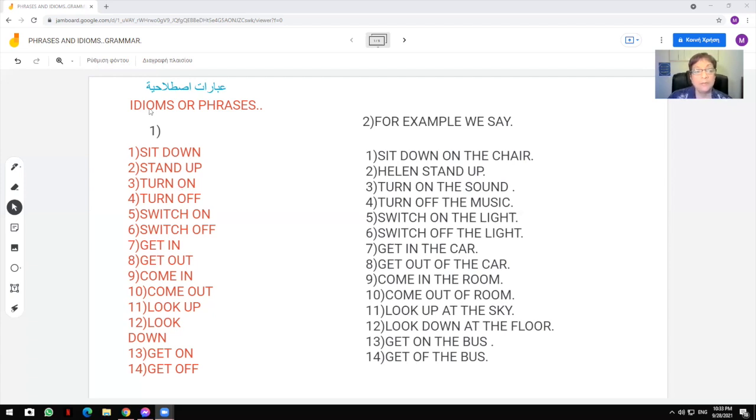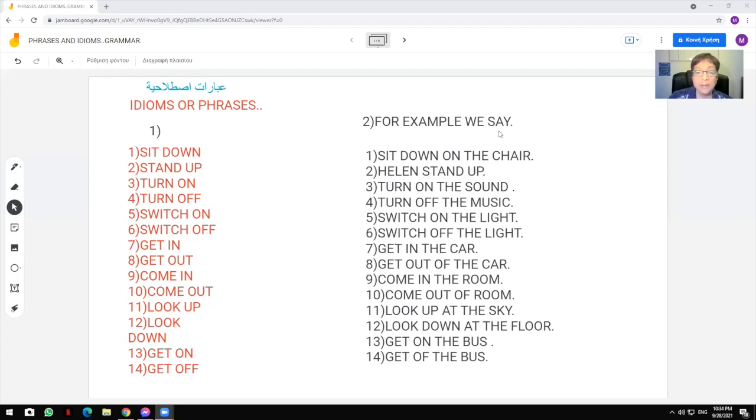Okay. So these are the idioms or phrases. We say sit down, stand up, turn on, turn off, switch on, switch off, get in, get out, come in, come out, look up, look down. Get on and get off.